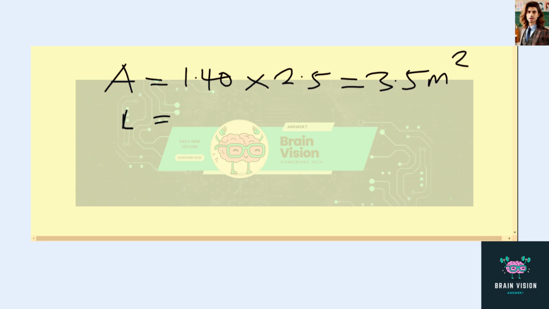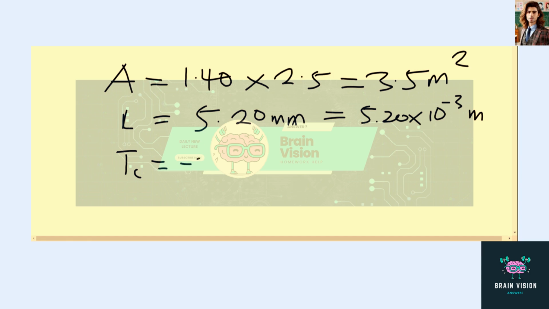Now the thickness, in other words the length, let me use the length in this situation. The length is 5.20 millimeters. When we convert to meters, that is about 5.20 times 10 to the power negative 3 meters. The cold side of the temperature is negative 20 degrees Celsius, and the hot side is 19.5 degrees Celsius.